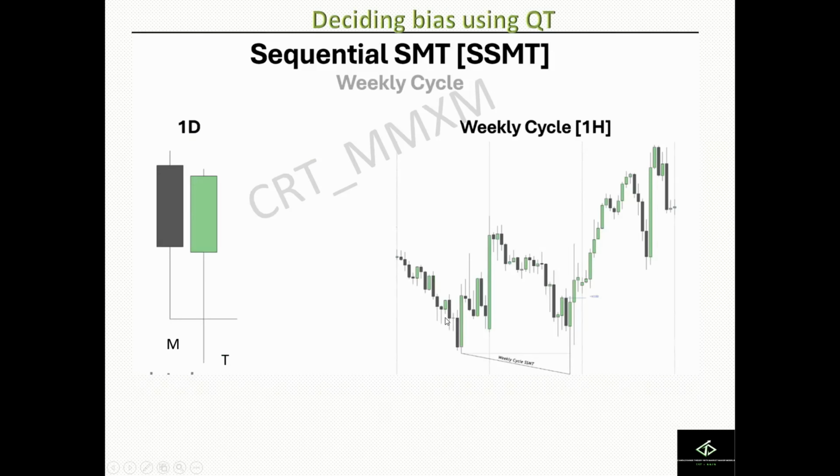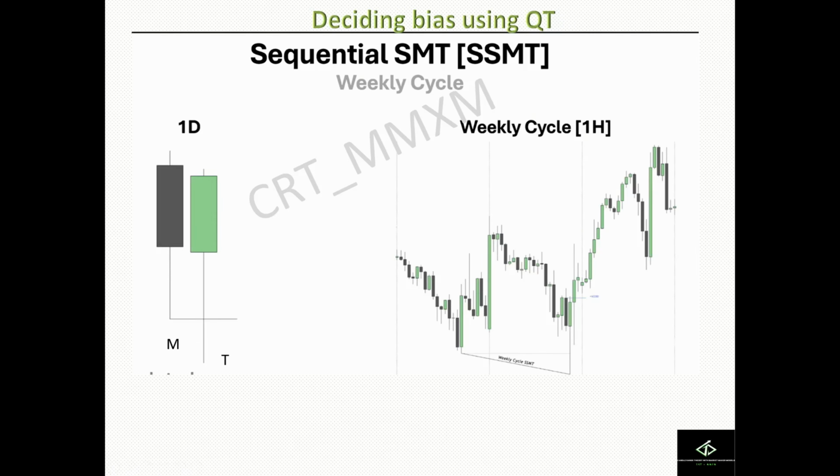So now we have the idea of finding the bias from the CRT. Now we go on to quarterly theory. So what does quarterly theory say? Quarterly theory says when we are trying to find the bias based on the CRT, we also have to check with the correlating pair for an SMT. Right? So how do we proceed with that?